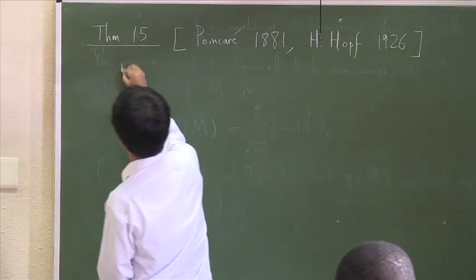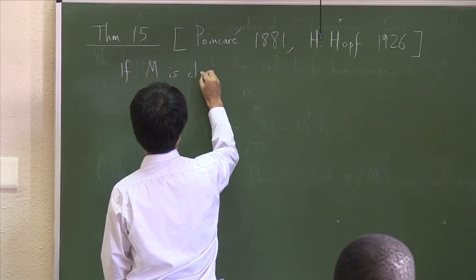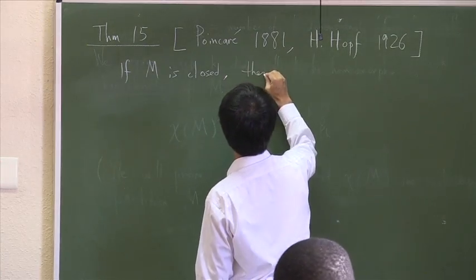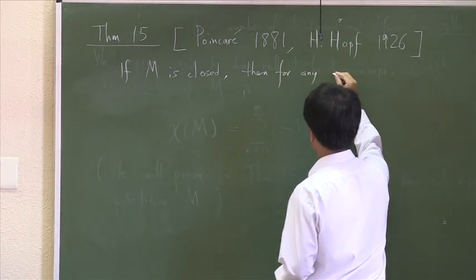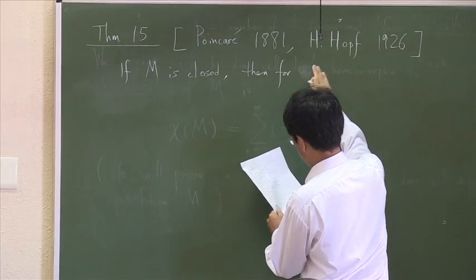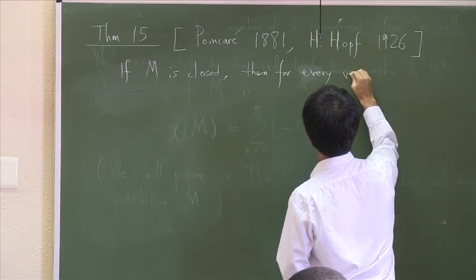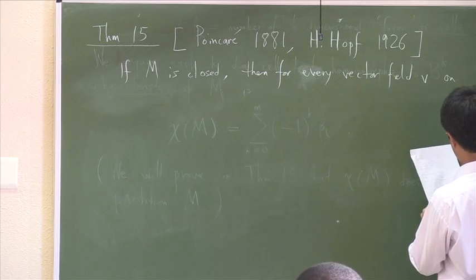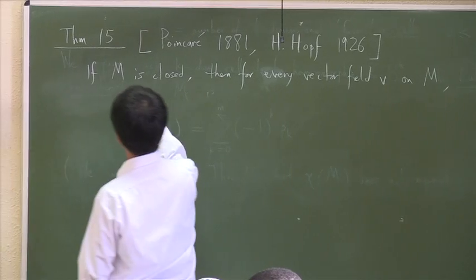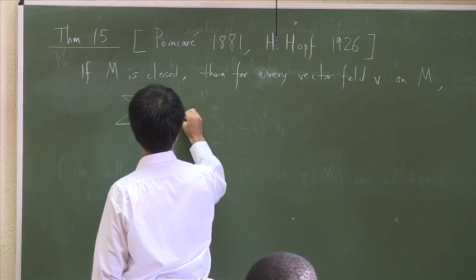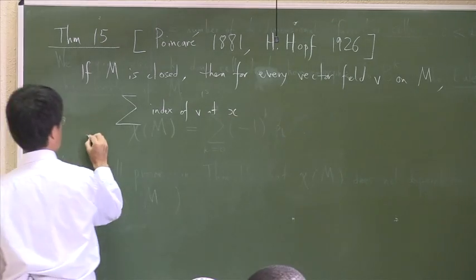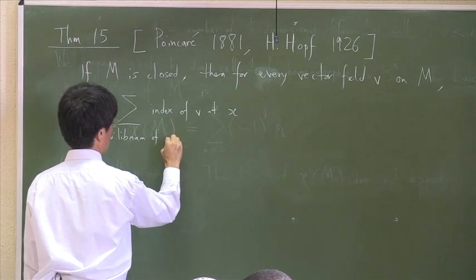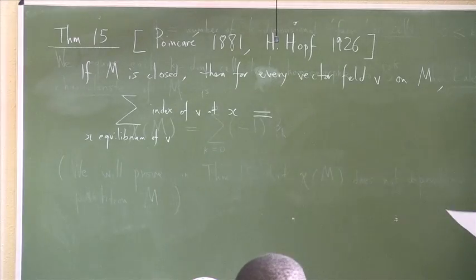The theorem says the following. Suppose that you have a closed orientable manifold M. Then for every vector field V on M, we have that the familiar number, the sum of the index of V at X, where X sums over all the equilibria, is equal to a beautiful answer.